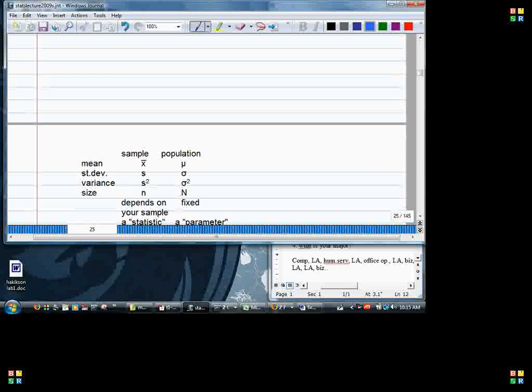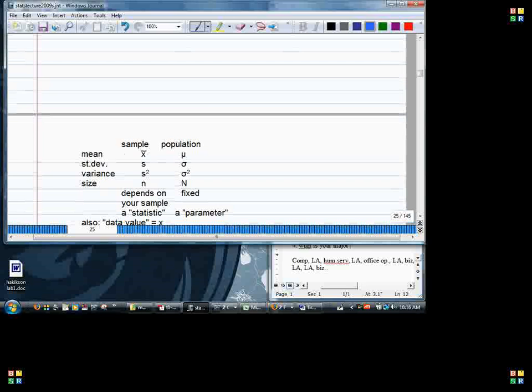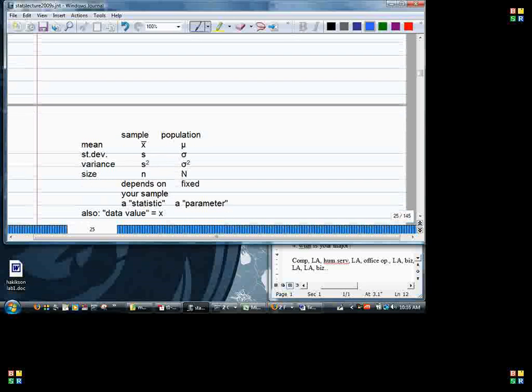Absolutely. Okay. And then there's one more notation that we need. We have all these data values. We're always calculating using data values. So what notation do we use to represent data values? We just call that x.